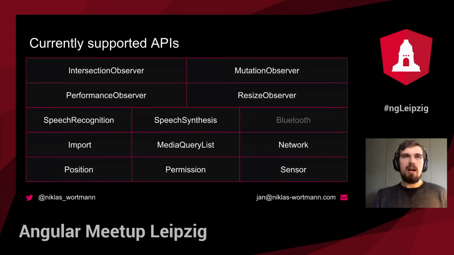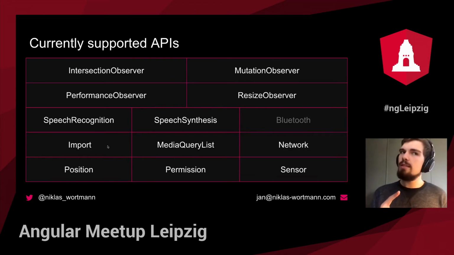So far, RxJS-Web supports those APIs listed here. So pretty much every web API that has observer in it is supported by RxJS-Web. Due to amazing contributions, we also have support for speech recognition and speech synthesis. I hope I pronounce this right. I doubt it though. The PR for Bluetooth is still open, so RxJS-Web will also support the Bluetooth API.